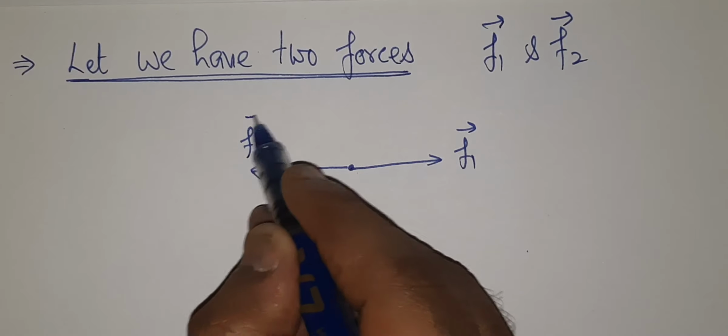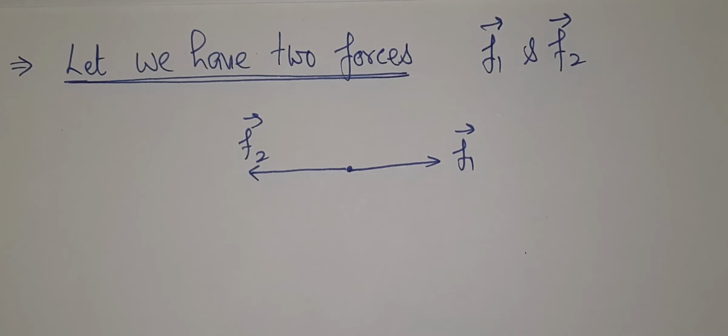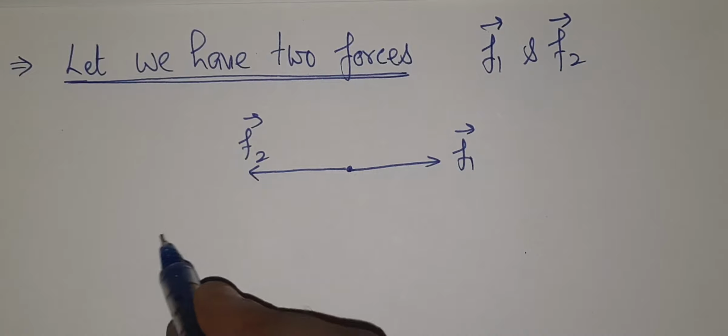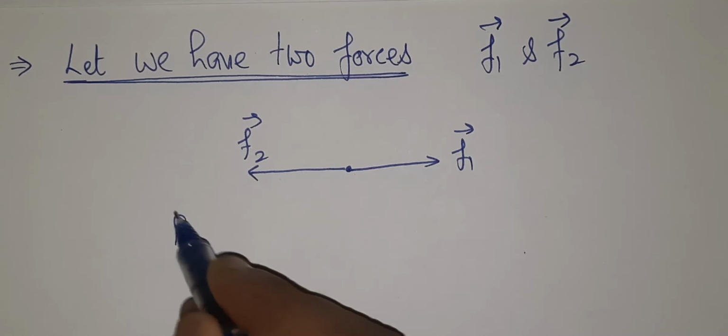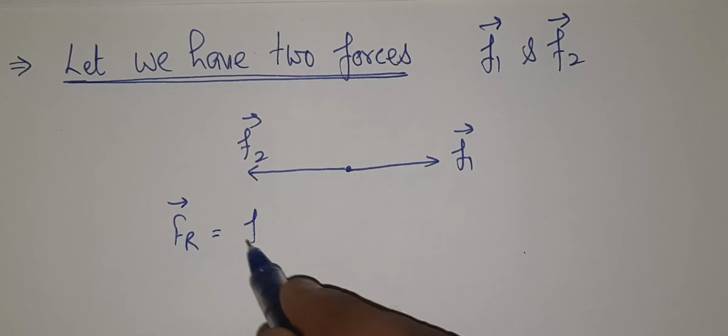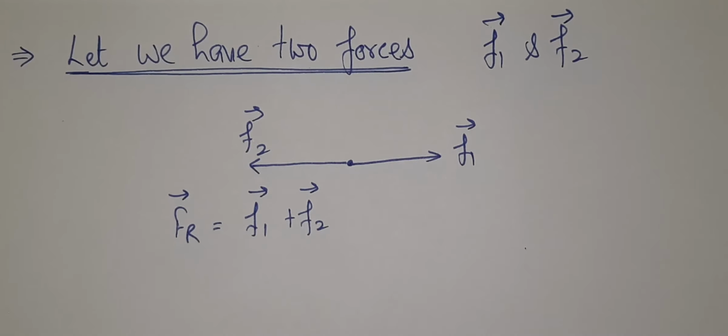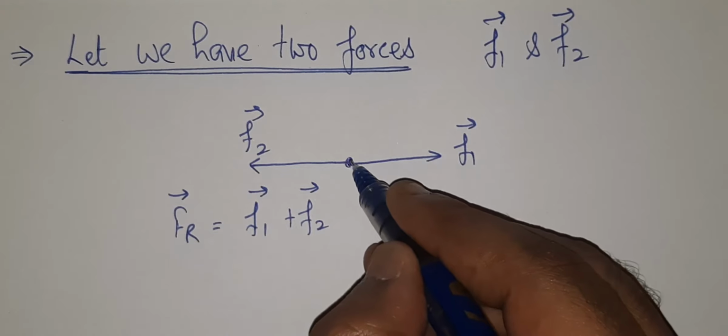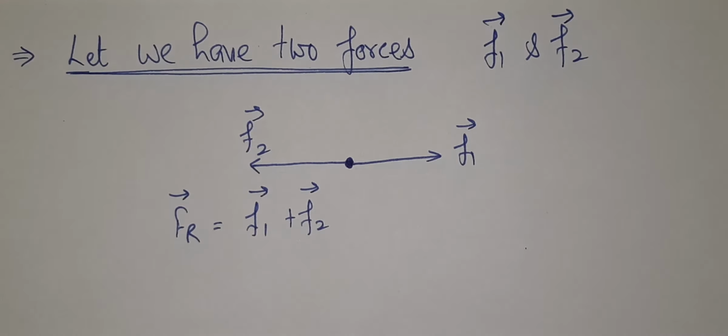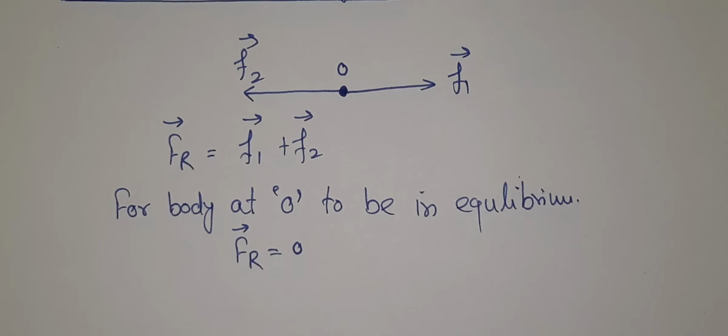Now, the resultant force corresponding to these two forces will be the vector sum. This will be the resultant force, the vector sum of both the forces. Using vector laws we will be adding. Now if we want this particular point to be in equilibrium under the influence of these two forces, then the resultant has to be 0. It's okay. Resultant force has to be 0.